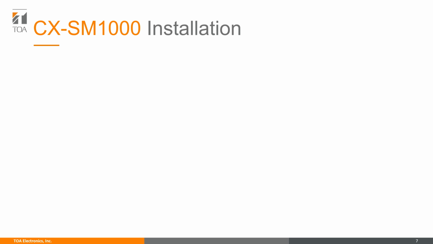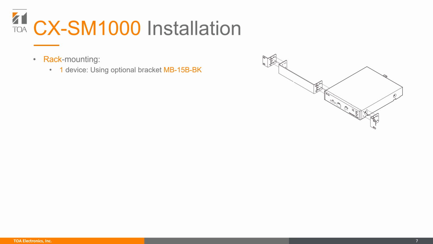Now, let's discuss mounting options. There are three ways to mount the CX-SM1000. The first method is with the optional MB15B BK bracket. This method takes up half a rack space with the other half occupied by a blank panel.